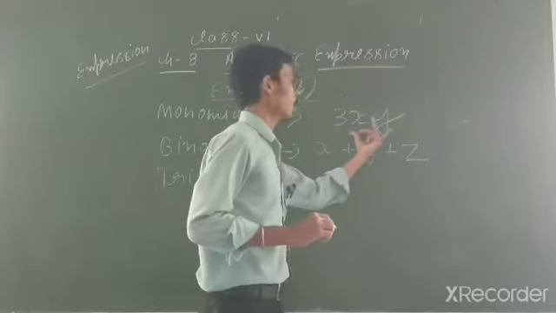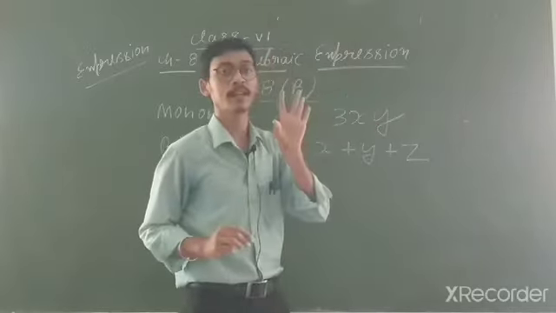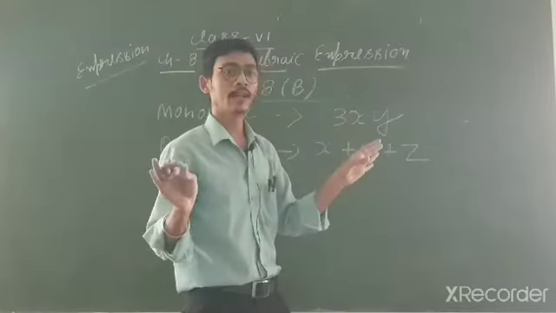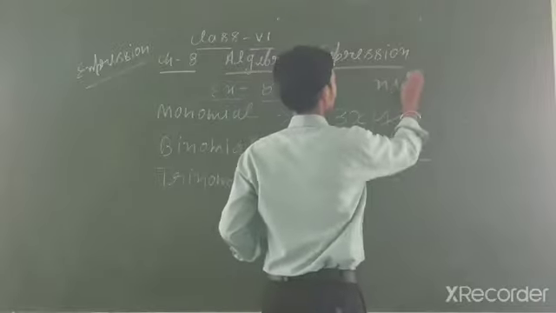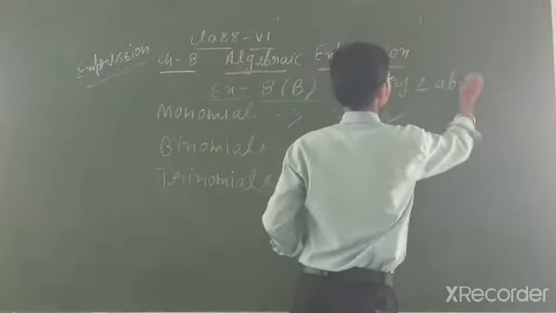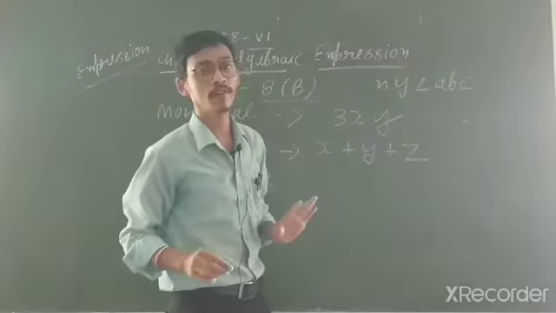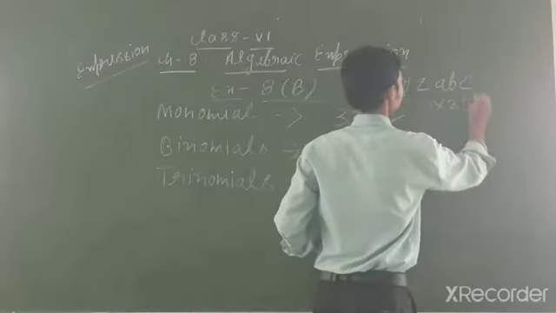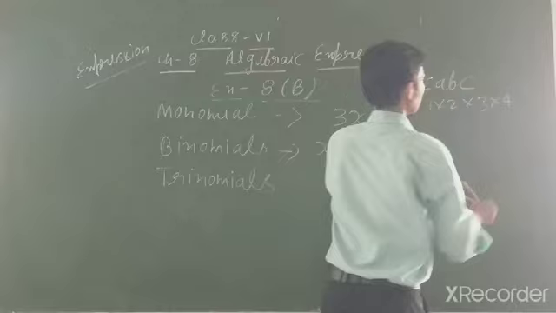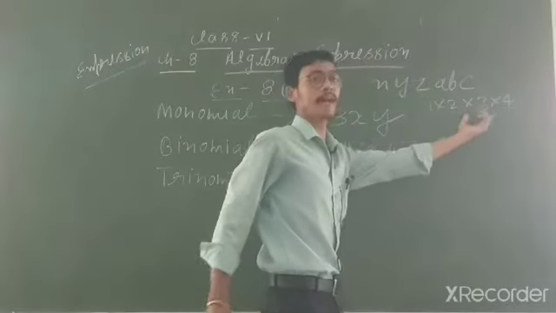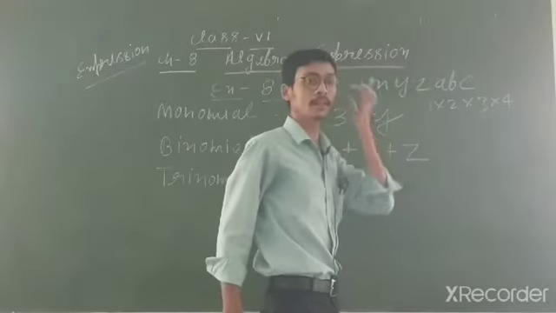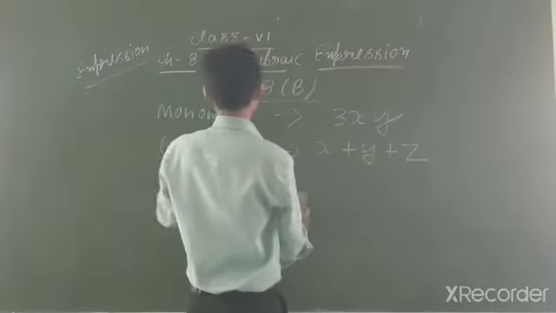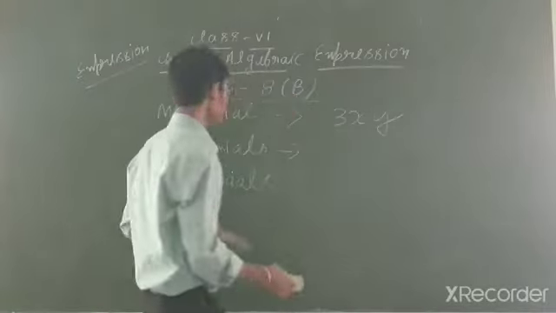But in this you will count 1, that is 3xy. If multiply sign is given, it does not matter how long the expression is, like x, y, z, a, b, c. You will count only 1 because multiply is given. Like 1 multiply by 2 multiply by 3 multiply by 4. So what you will count? You will multiply everything and only one single term will come. So this is our monomial.